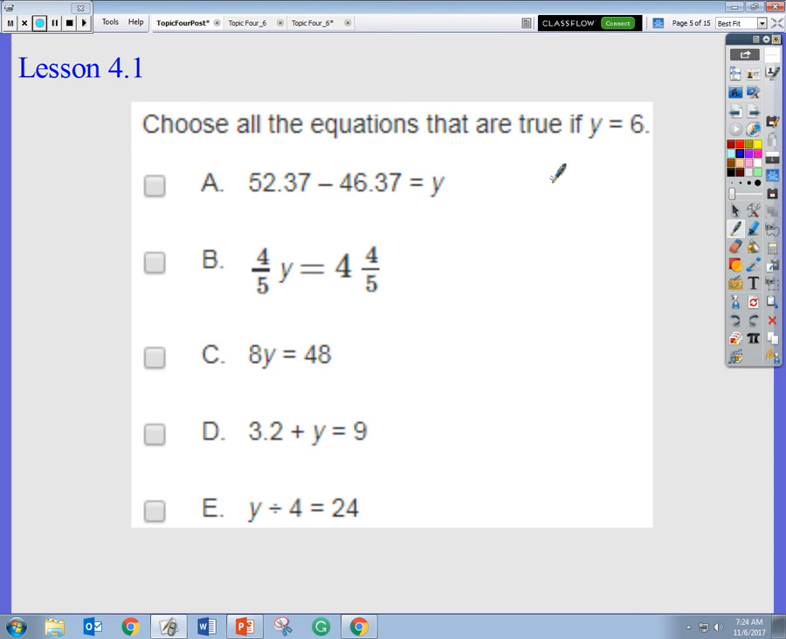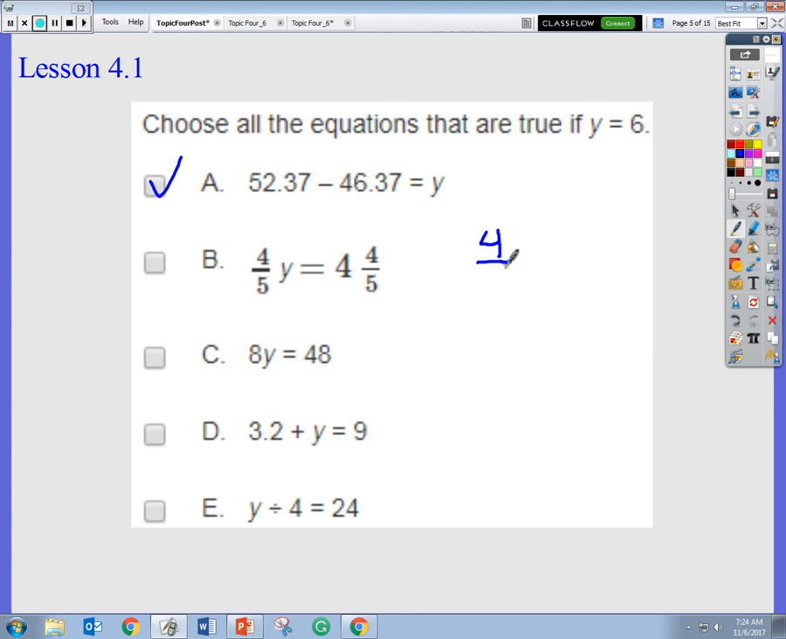We'll do one more. Choose all of the equations that are true if y equals 6. Well, let's take a look here. 52 and 3/7 minus 46 and 37/100. That gives me 0. 52 minus 46 gives me 6. Hey, this is true. The next one, we have 4/5 of 6 is equal to 4 and 45/100.